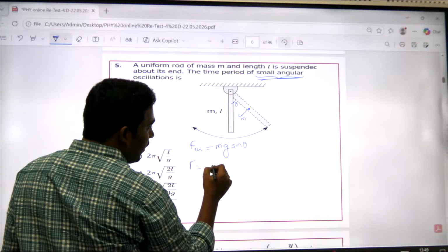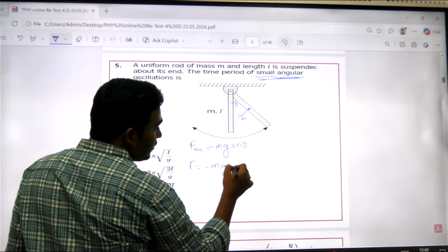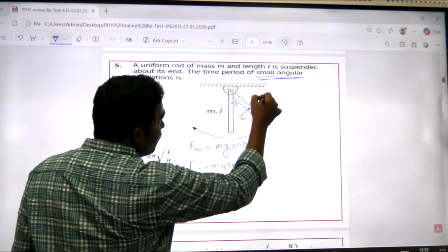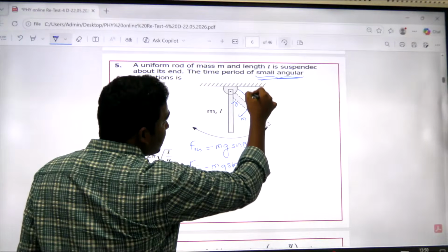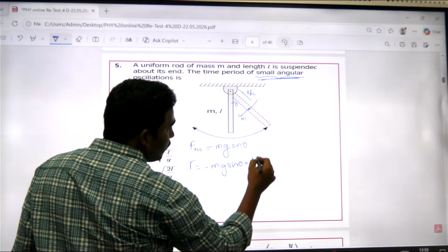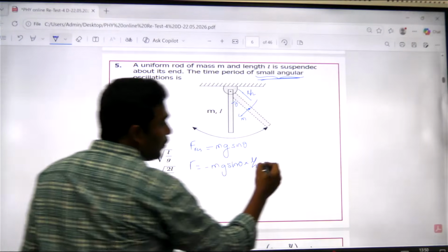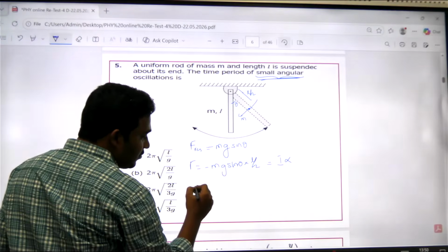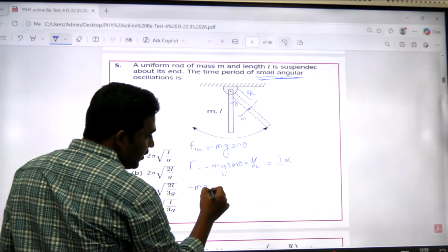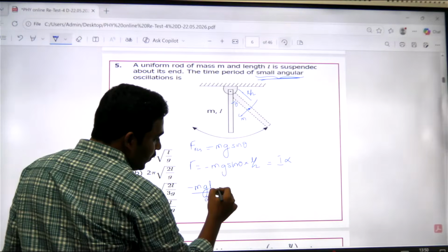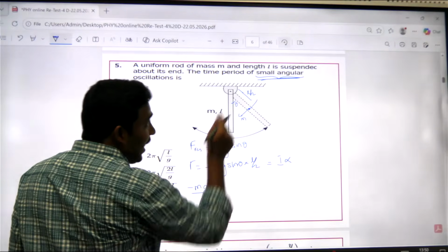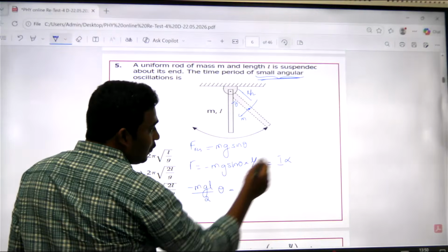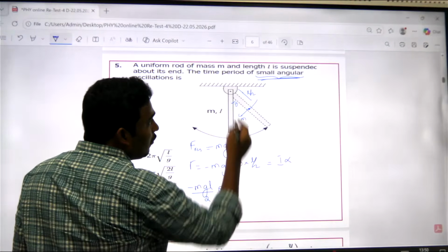Torque would be equal to minus mg sin theta into L by 2, since the center of mass of the rod is exactly at L by 2 distance. This has to be equal to I alpha. So I can write minus mg L divided by 2 into sin theta equals I alpha, and since the angles are very small, sin theta will be equal to theta. What is the moment of inertia?